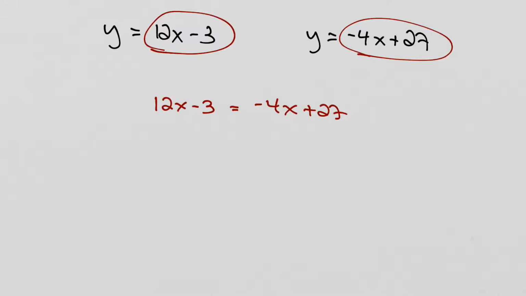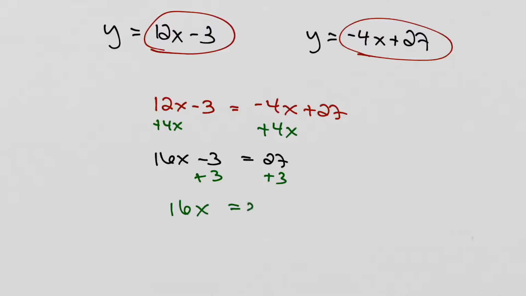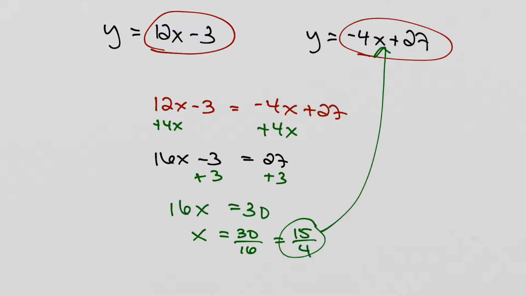I can take the 4x over by adding 4x to both sides. And then that will give me 16x minus 3 equals 27. And then I can add 3 to both sides to get 16x equals 30. And if I divide this by 16, I get x equals 30 over 16, and keep on reducing, that's the same thing as 15 over 4. And I think that's it. And of course, if I really wanted to find the y value, I could take that 15 over 4, plug it back into my equation, get my answer, and I'd have my ordered pair.